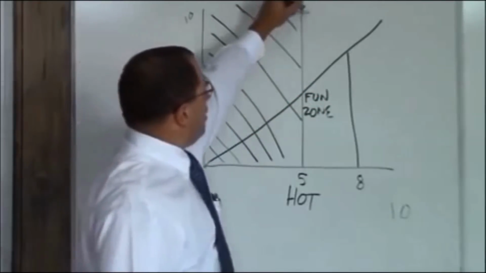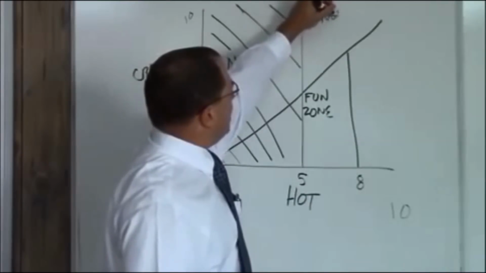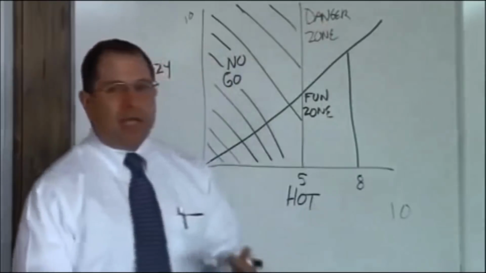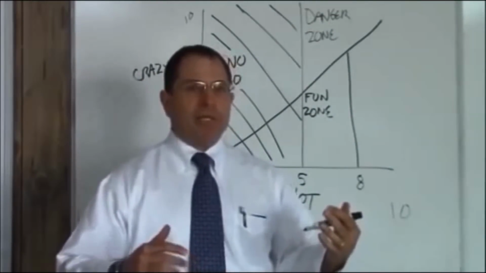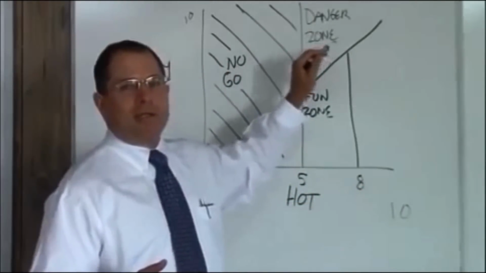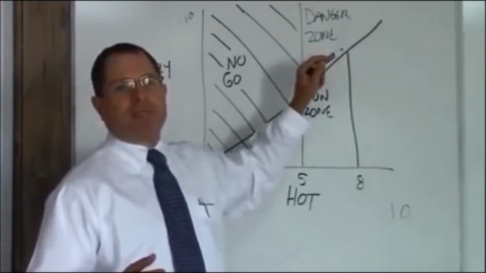Okay? Above the crazy line, we have the danger zone. This is your redheads, your strippers, anyone named Tiffany. This is hairdressers. This is where your car gets keyed. You get a bunny in the pot. Your tires get slashed, and you wind up in jail.